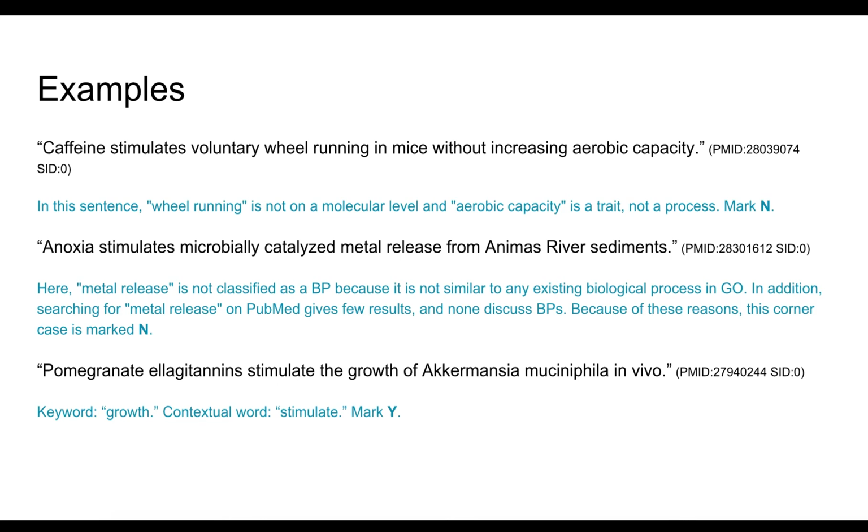The next sentence here is a strange corner case. Meta release gives no similar examples on GO, so should not be marked as in. The last sentence here contains the common keyword growth. You should mark this sentence Y.